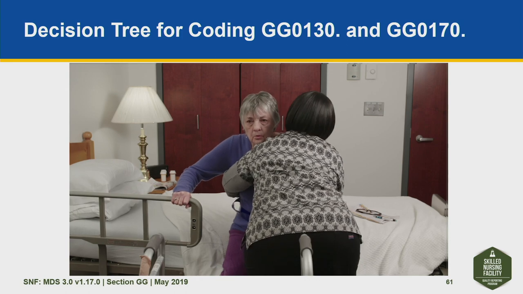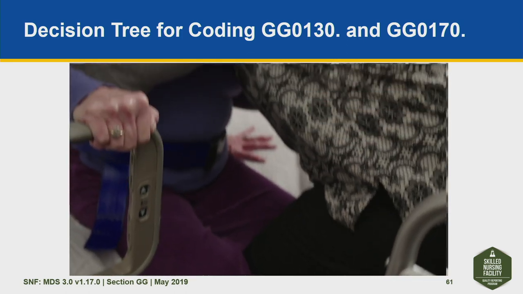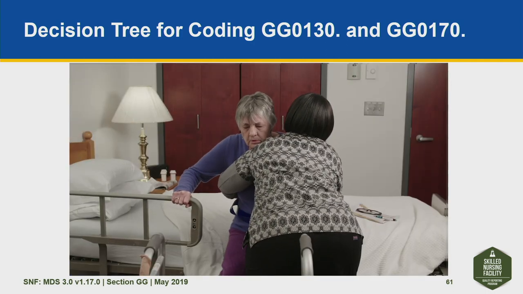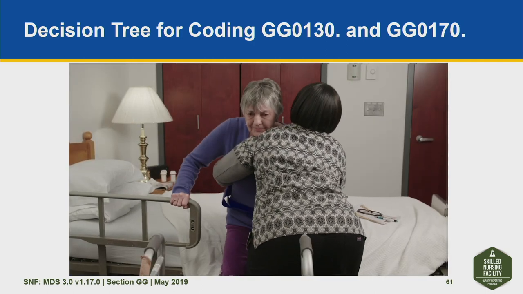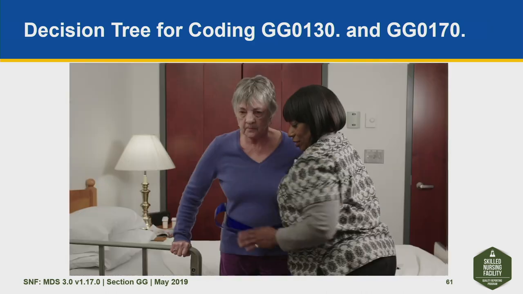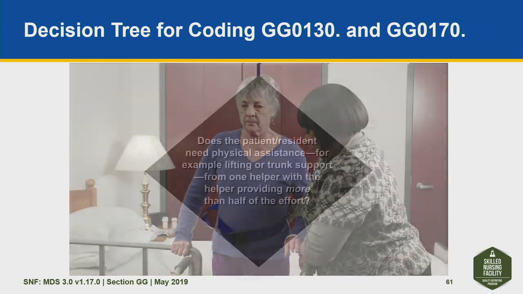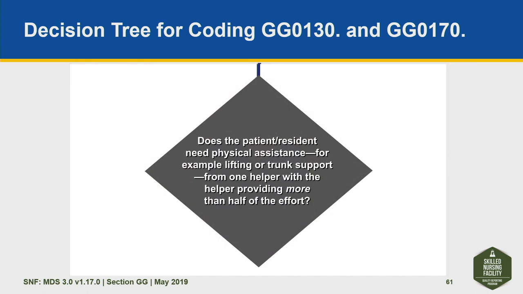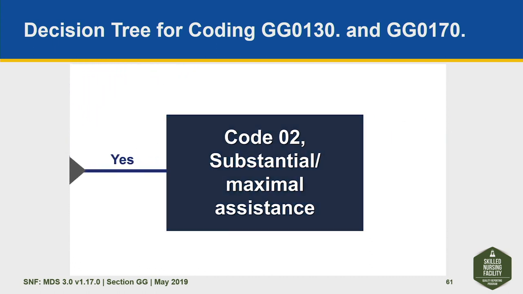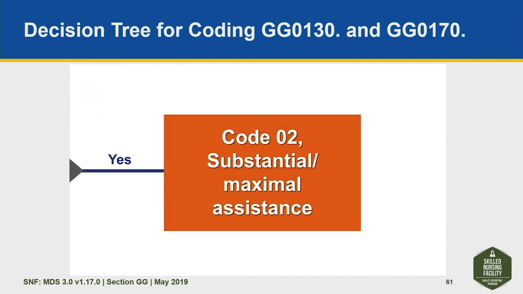Okay. Using the gait belt, the helper lifts Mrs. Jones, bearing most of her weight during the transfer. One, two, three. The helper provides continual assistance as she moves Mrs. Jones to a standing position. In this scenario, Mrs. Jones needs physical assistance with the helper providing more than half of the effort. So you would code this 02, substantial/maximal assistance.